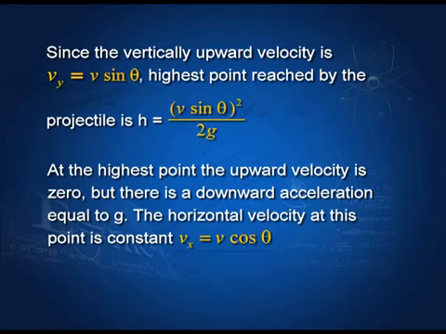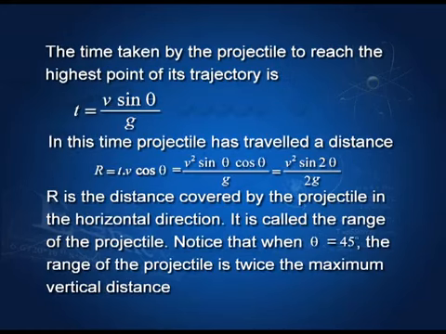At the highest point the upward velocity is 0, but there is a downward acceleration equal to g. The horizontal velocity at this point is constant, as I showed you in the last slide. The time taken by the projectile to reach the highest point of this trajectory is t equal to v sin theta by g. In this time the projectile has travelled a distance horizontally, a distance t into v cos theta, and if we substitute the values we will get this distance which is called the range of the projectile.